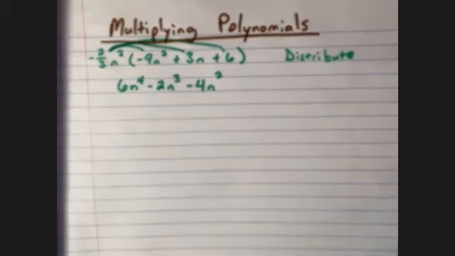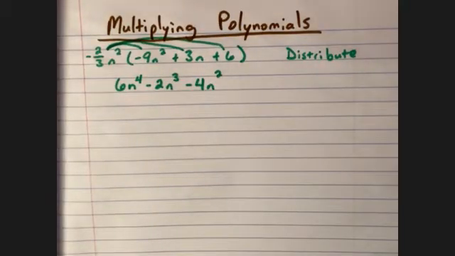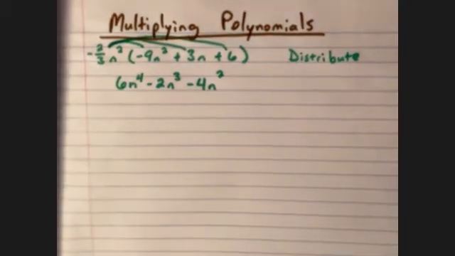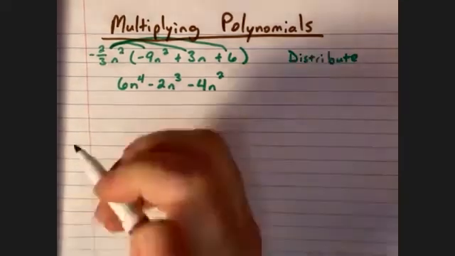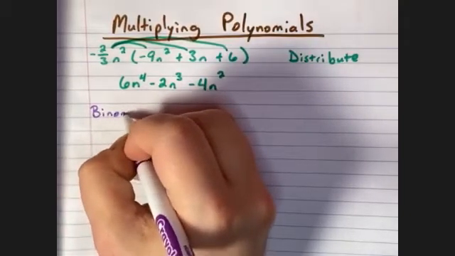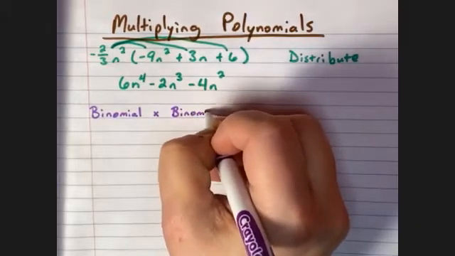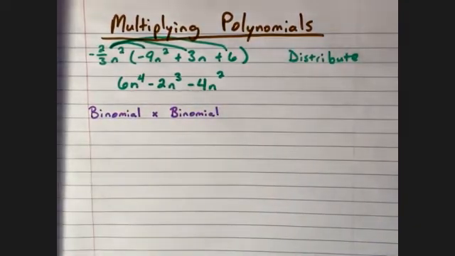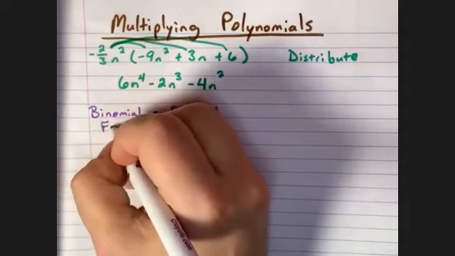So this is a monomial times a trinomial, but anytime you're multiplying with polynomials, you can definitely look at it as, hey, I'm just distributing. Now, if there is in particular a binomial, which is 2 terms, times a binomial, we're going to be doing a lot of these this year. And so I'm going to teach you this simply because you'll hear it in the future. You need to know what it is. So it's called the FOIL method.